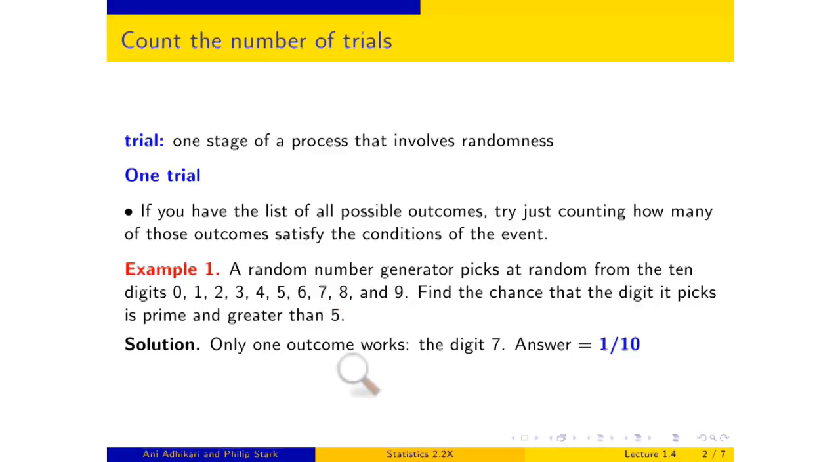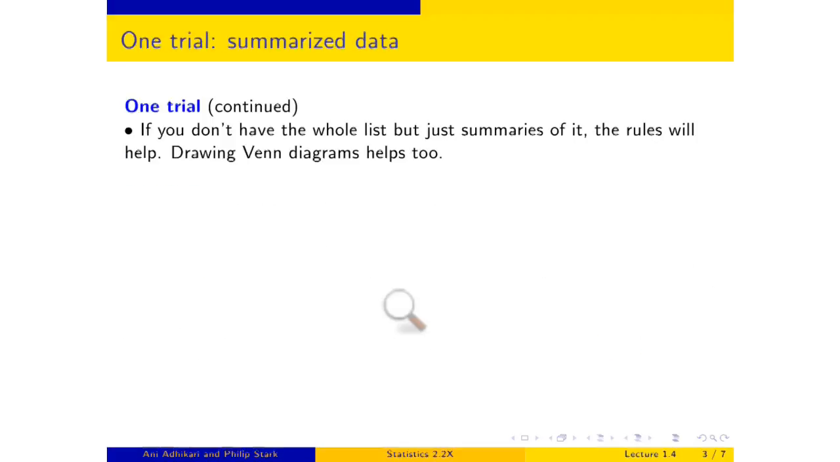Only one outcome will work. That's 7. 1 digit out of 10 equally likely digits. Your answer is 1 in 10. Look, no rules. Well, there are rules in the background, but you don't have to do any formal application of a rule. So if you have the whole list of outcomes, just please stare at the outcomes and count which ones satisfy the conditions. Now, sometimes the list is long enough that you don't have it all, you have it in a summary form. In that case, the rules do help.